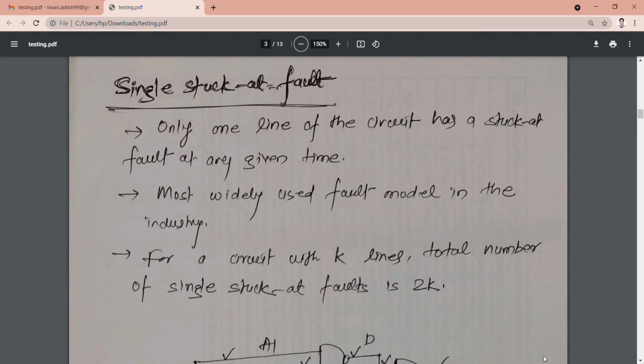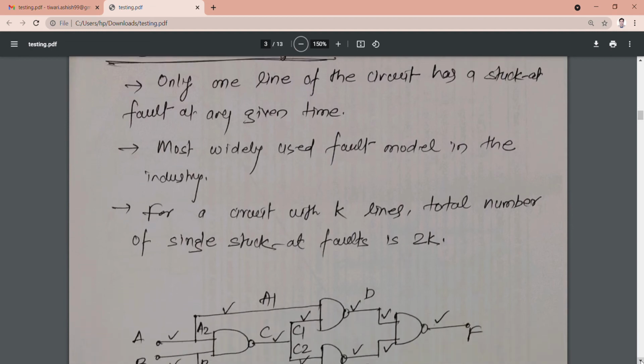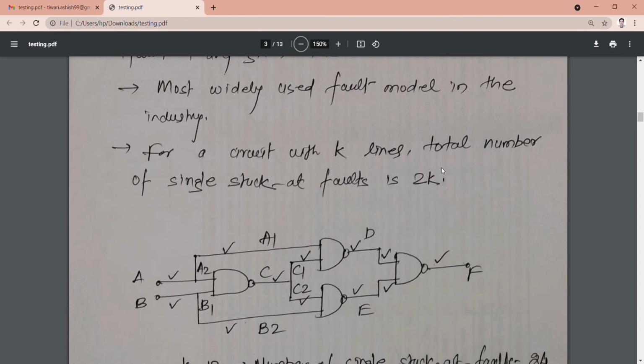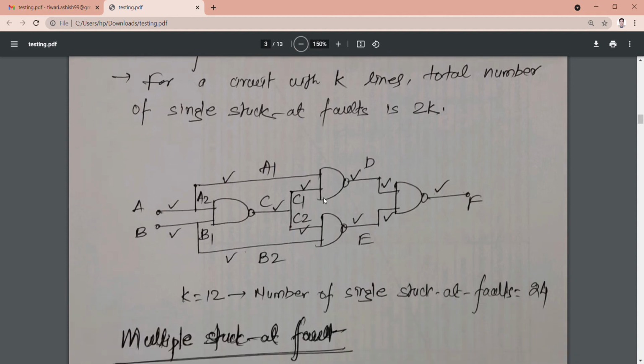So let us understand the single stuck fault model. Only one line of the circuit has a stuck fault at any given time. Already told you that. It is the most widely used fault model in the industry. For a circuit with k lines, the total number of single stuck faults is 2k, twice the number of lines. Let us understand this circuit.